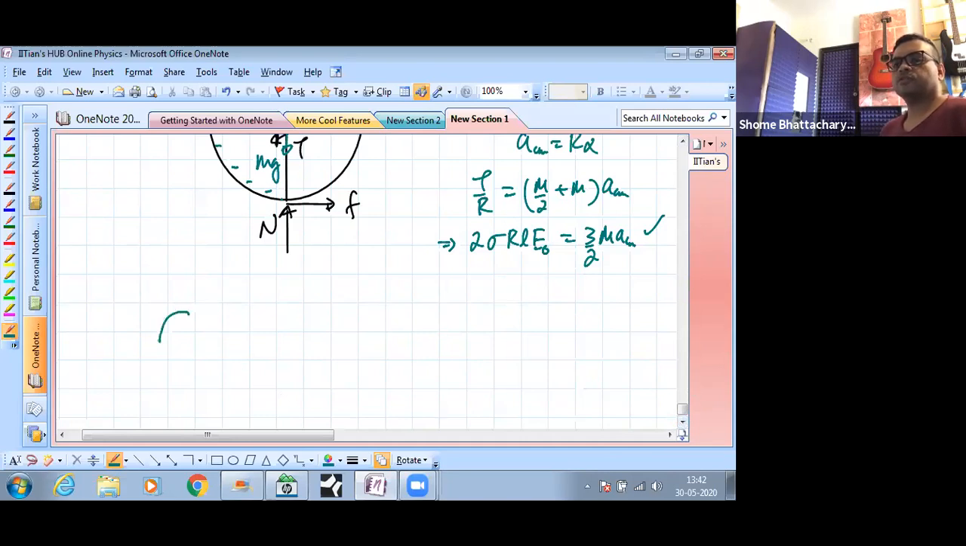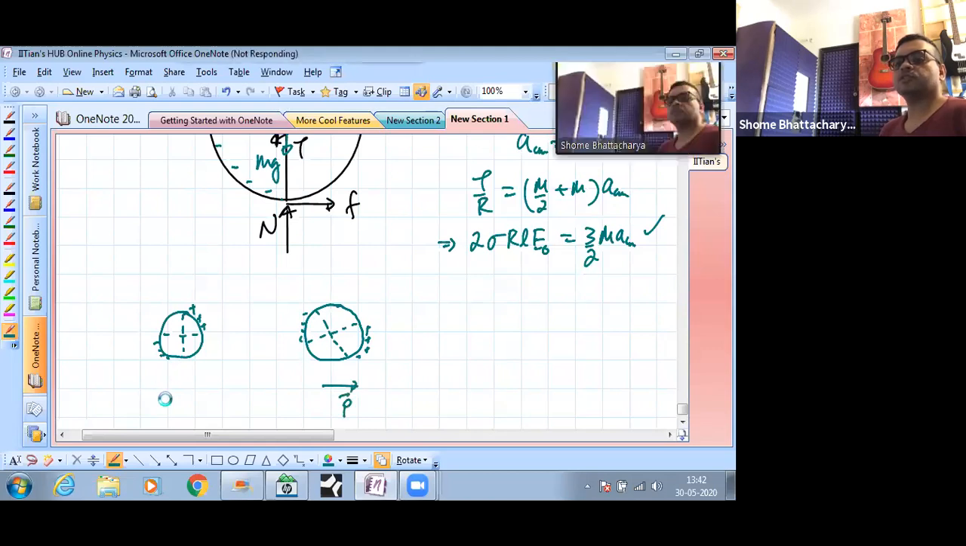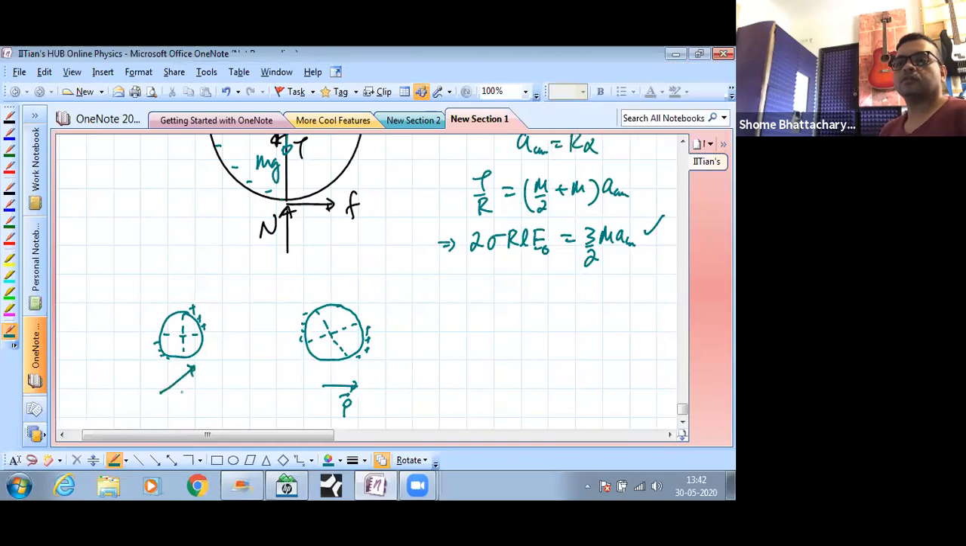Now for the next part, what we can do is we can use work energy. As it goes from this position to this position, where it's now like this. Here the dipole moment has become like this. Here the dipole moment was like this. So this is the stable equilibrium position. So this is where its kinetic energy was 0. This is where its kinetic energy will be maximum.